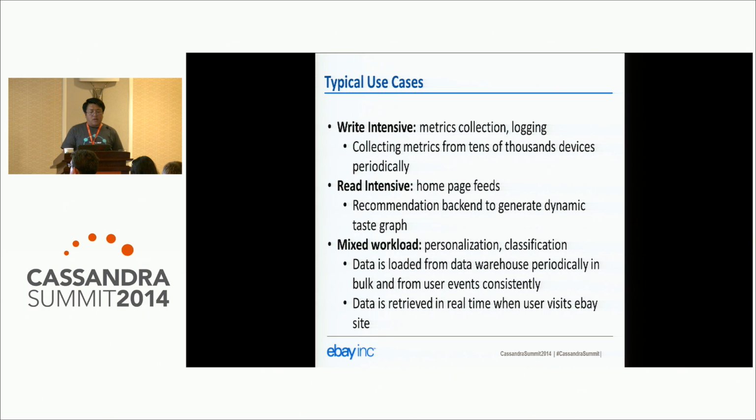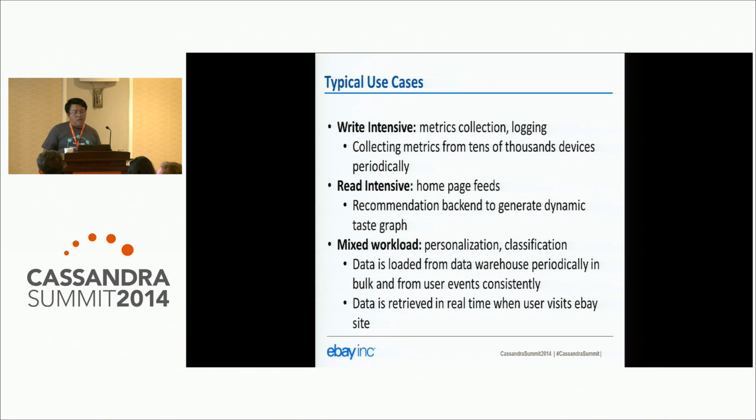That's a typical use case. Even though Cassandra is mostly for write intensive workloads, we also have a lot of different use cases for read intensive. So for example, we have metrics collection and logging. That's the write-most and less-read case. We also have the home page feed. If you go to eBay.com, you will see there's a feed stream. That one is basically coming from a recommendation backend. All this data is calculated and stored in Cassandra.